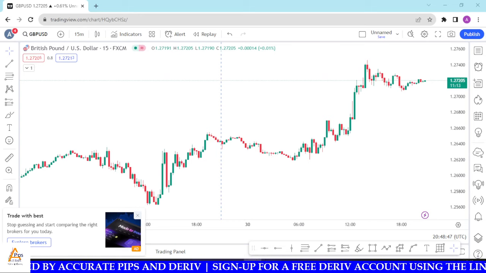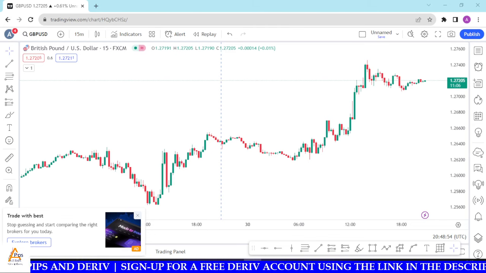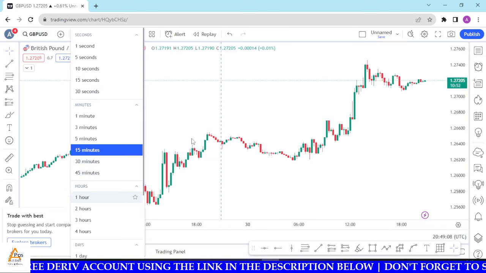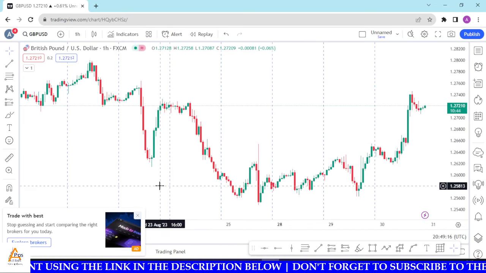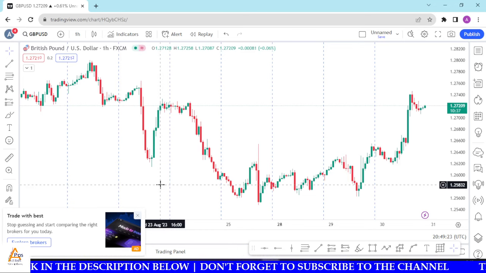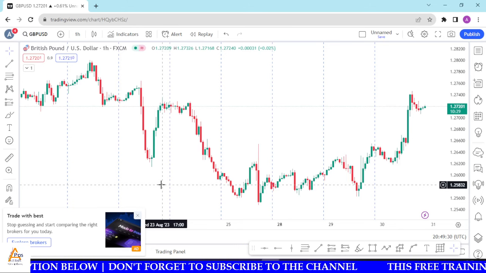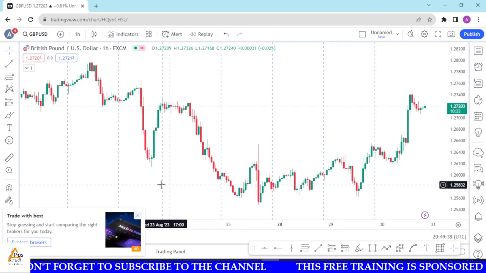Sorry. Yeah, so when you talk about change of character, it means we are reversing trend. And when we talk about break of structure, it means we are continuing with trend. So let's say if we are in a bullish market and we are changing character, it means we are changing from bullish to bearish. But if we have a break of structure in a bullish market, it means we are continuing with the bullish structure or bullish trend. Do you get the difference? Eric, do you get the difference? Eric, can you hear me? Oh, he's not on the call.